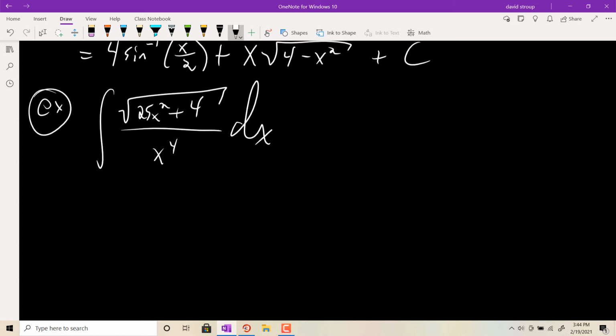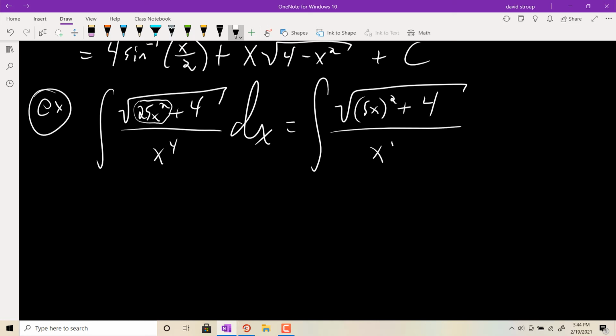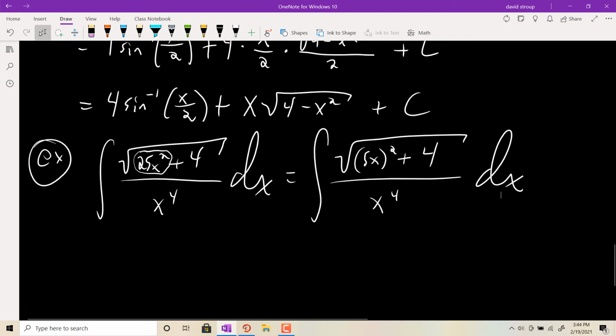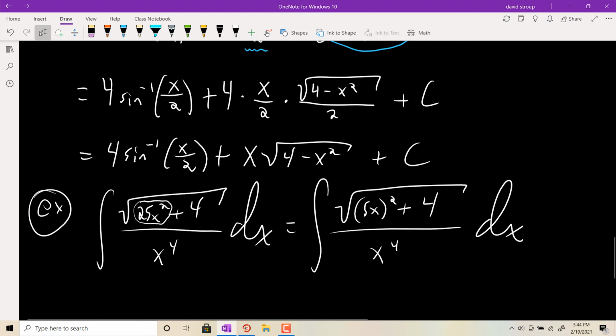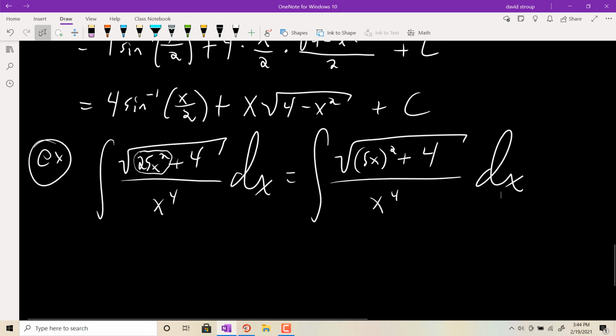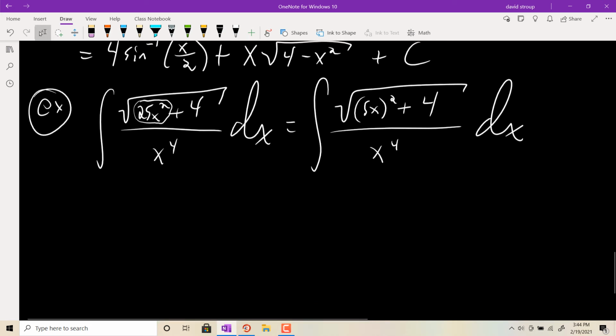Okay, so this time we want to do a substitution in here. If we rewrote that, what would we have? We would have the integral of 5x squared plus 4 all over x to the 4th dx. But the form is a tangent, right? If it has that plus in there, it's automatically a tangent. If it's minus, it's either going to be sine or secant. If plus, it's a tangent.